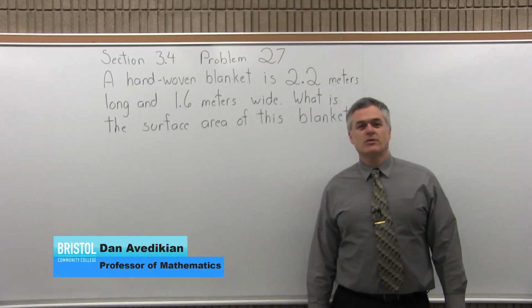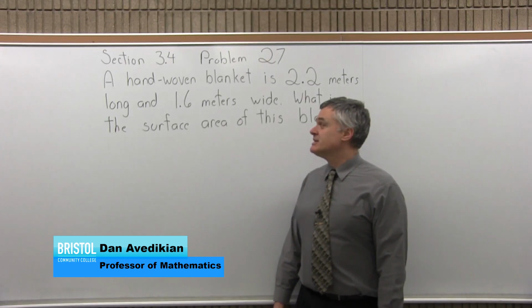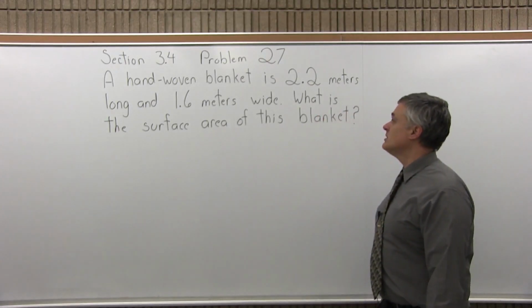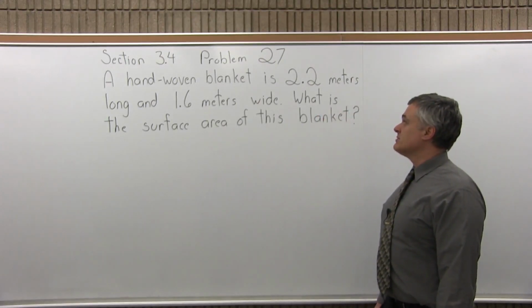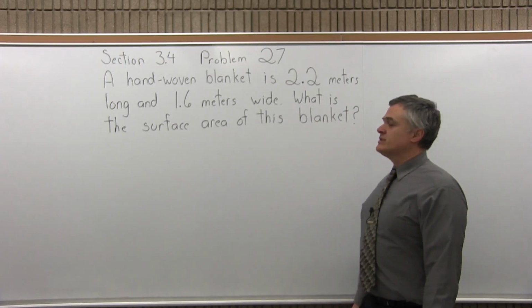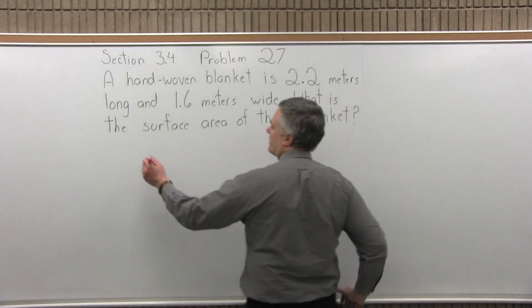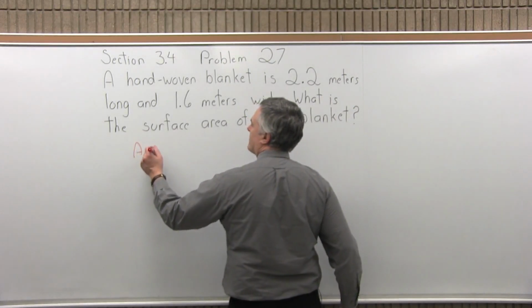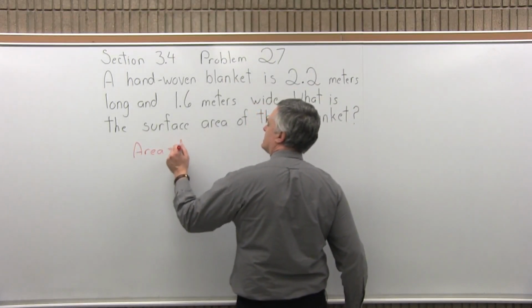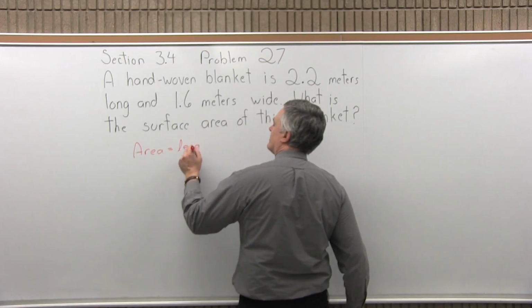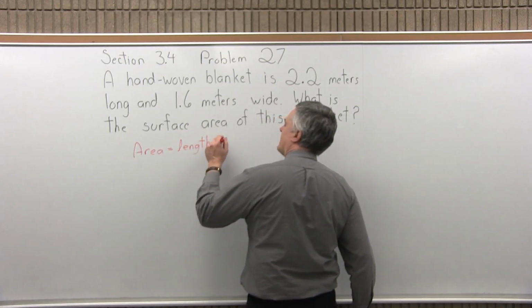This is Section 3.4, Problem 27. It says a hand-woven blanket is 2.2 meters long and 1.6 meters wide. What is the surface area of this blanket? So if we're looking for area, area equals length times width.